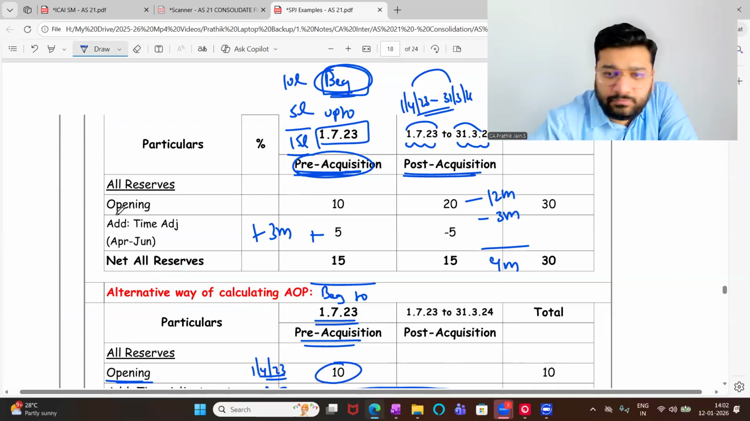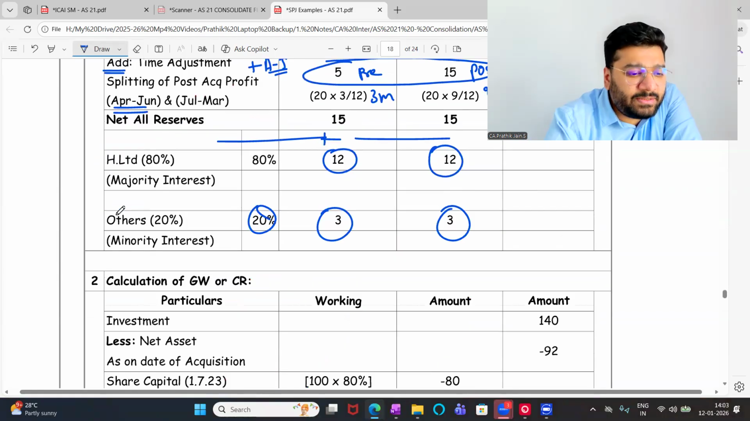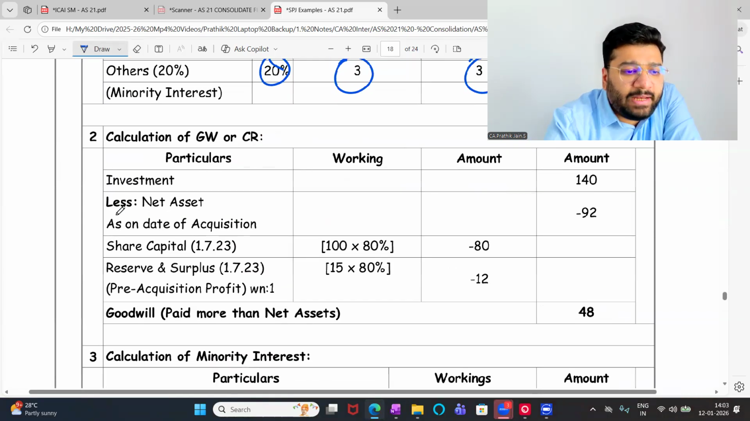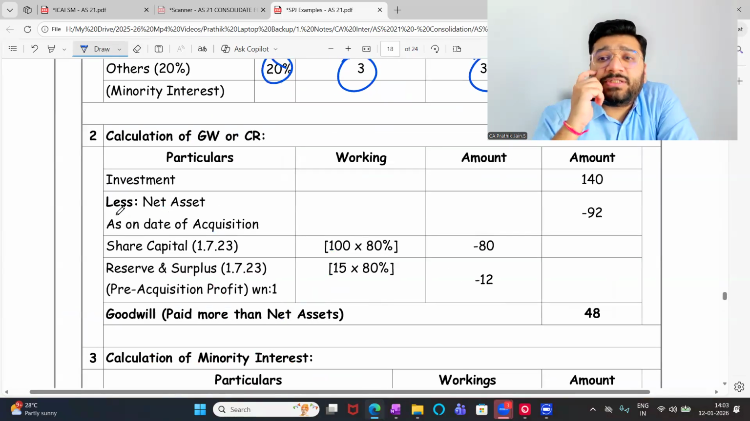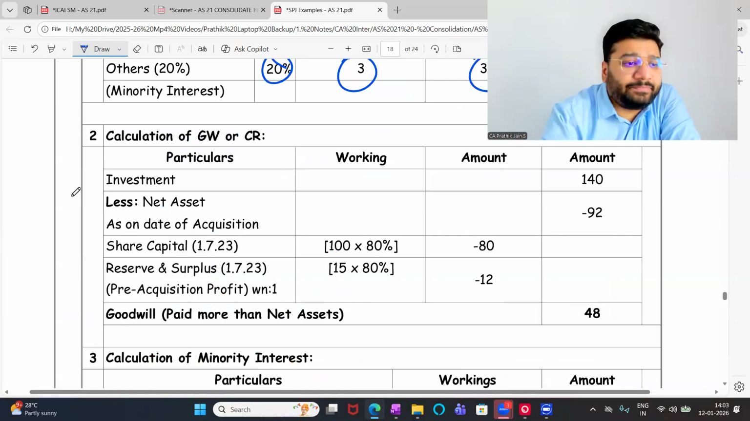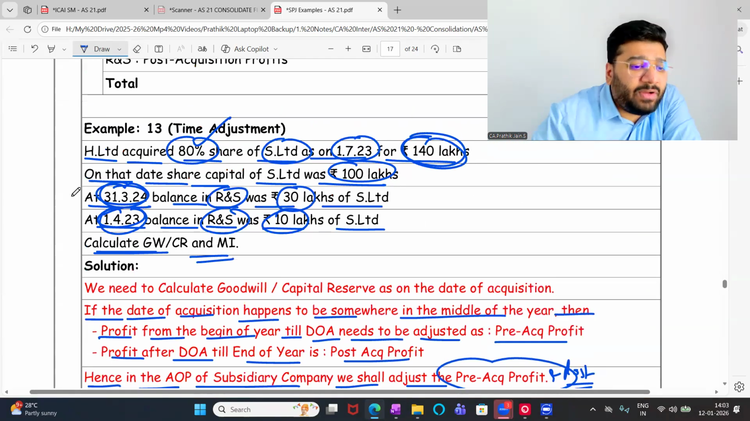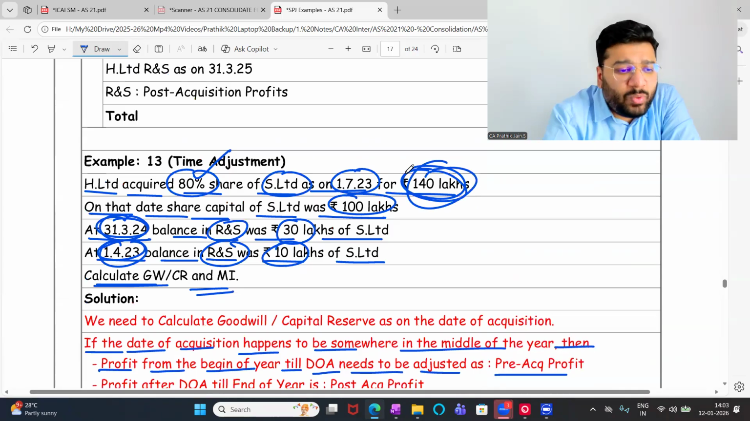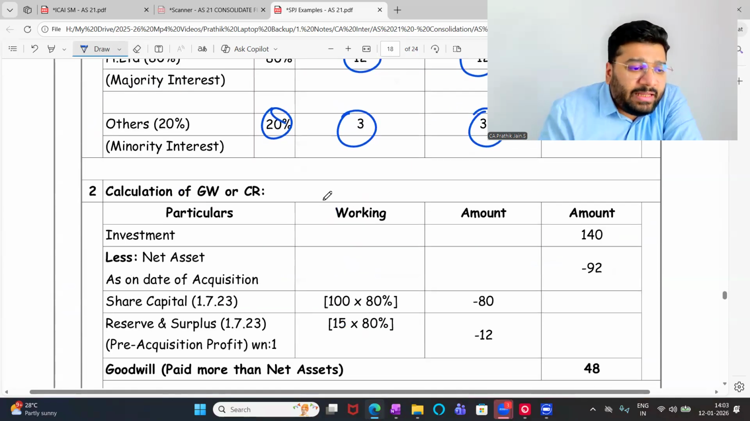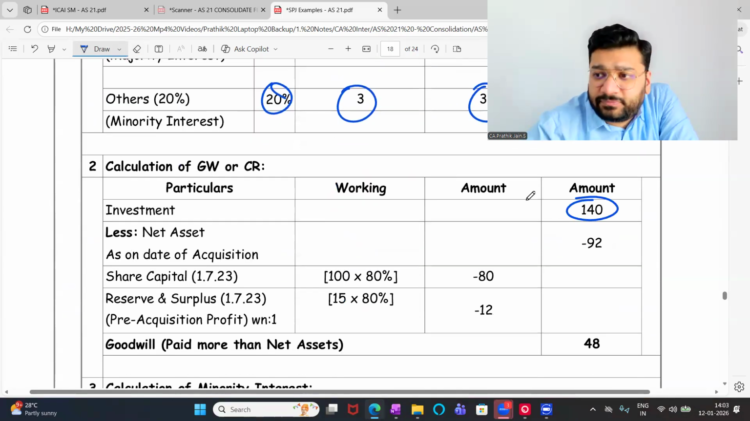Done? Now, what is next? Calculation of goodwill and capital reserve. This 80% shares that you've acquired, how much have you paid for it? The question says that we have acquired this for 140 lakhs. So investment is 140 lakhs.